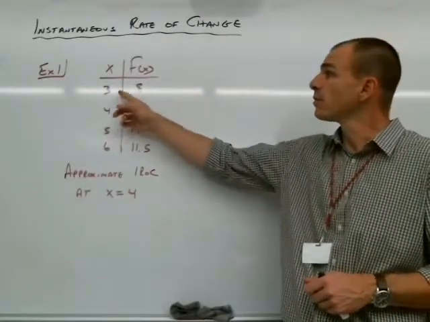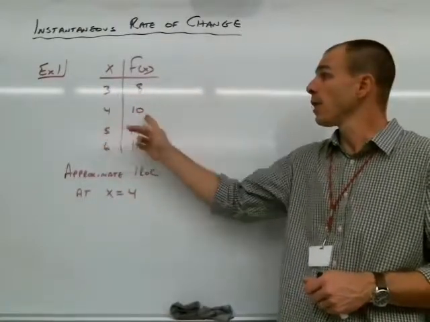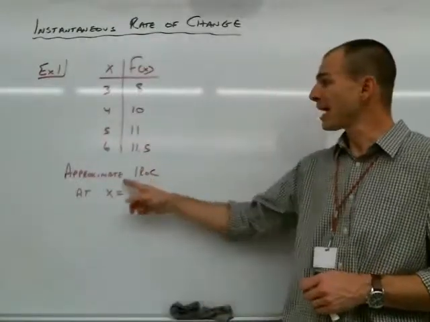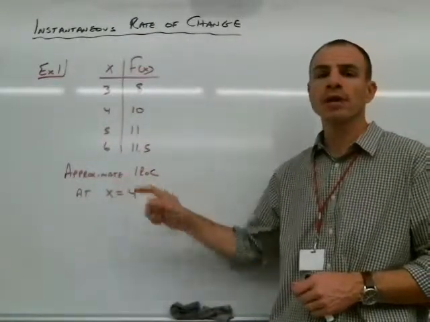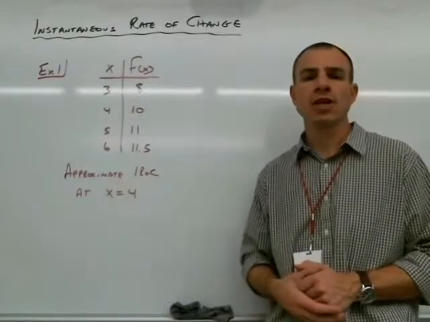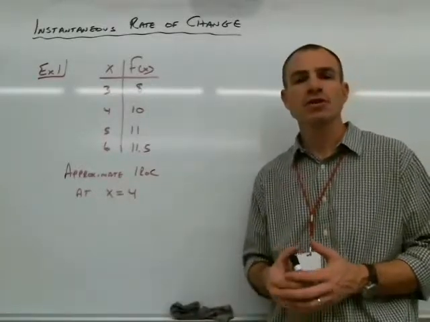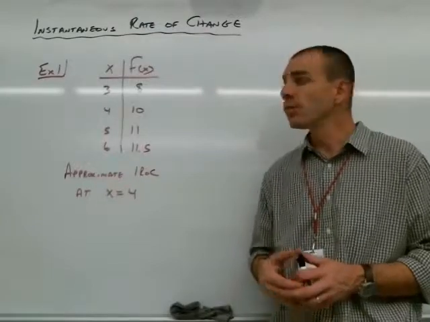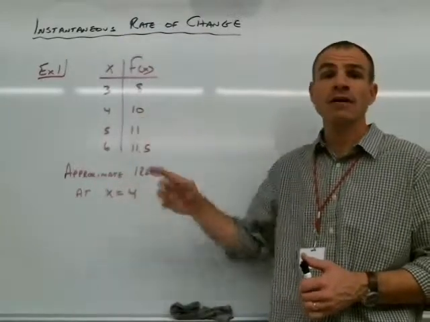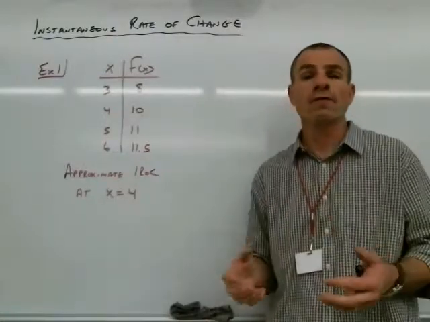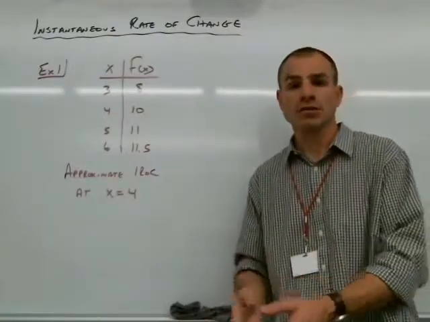When x is 3, f is 8. When x is 4, f is 10, and so on and so forth. We're interested in approximating, not finding, but approximating the instantaneous rate of change of this function when x is equal to 4. How is this function changing when x is equal to 4? So the answer is not 10. We're not asking for f of 4. Yes, f of 4 is 10, but we don't want f of 4. We want the rate that the function is changing.